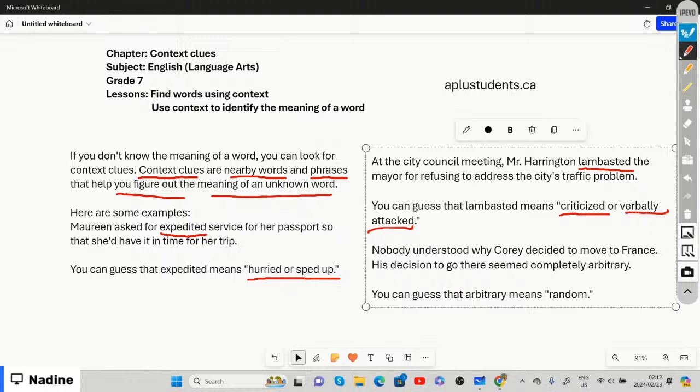And another example, it says: nobody understood why Corey decided to move to France. His decision to go there seemed completely arbitrary. So the word arbitrary, right? It's like they're questioning it, like, we don't understand why you went to France, right? And when they say it seems completely arbitrary, we can say that it seems completely random.